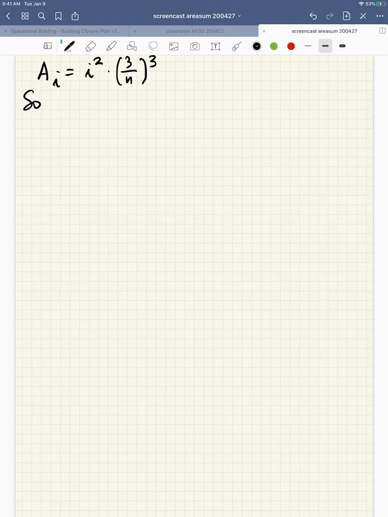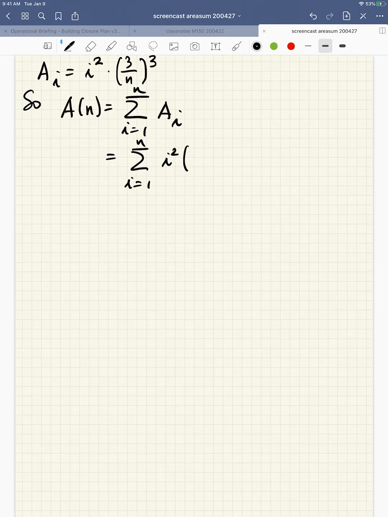So A sub n, the area that we get when we subdivide our region into n subintervals of equal width and build rectangles on top of them, that's the sum of the area of the rectangles. And we know the sum is i squared times 3 over n cubed. That's just work that we just did. And now I want to calculate this.